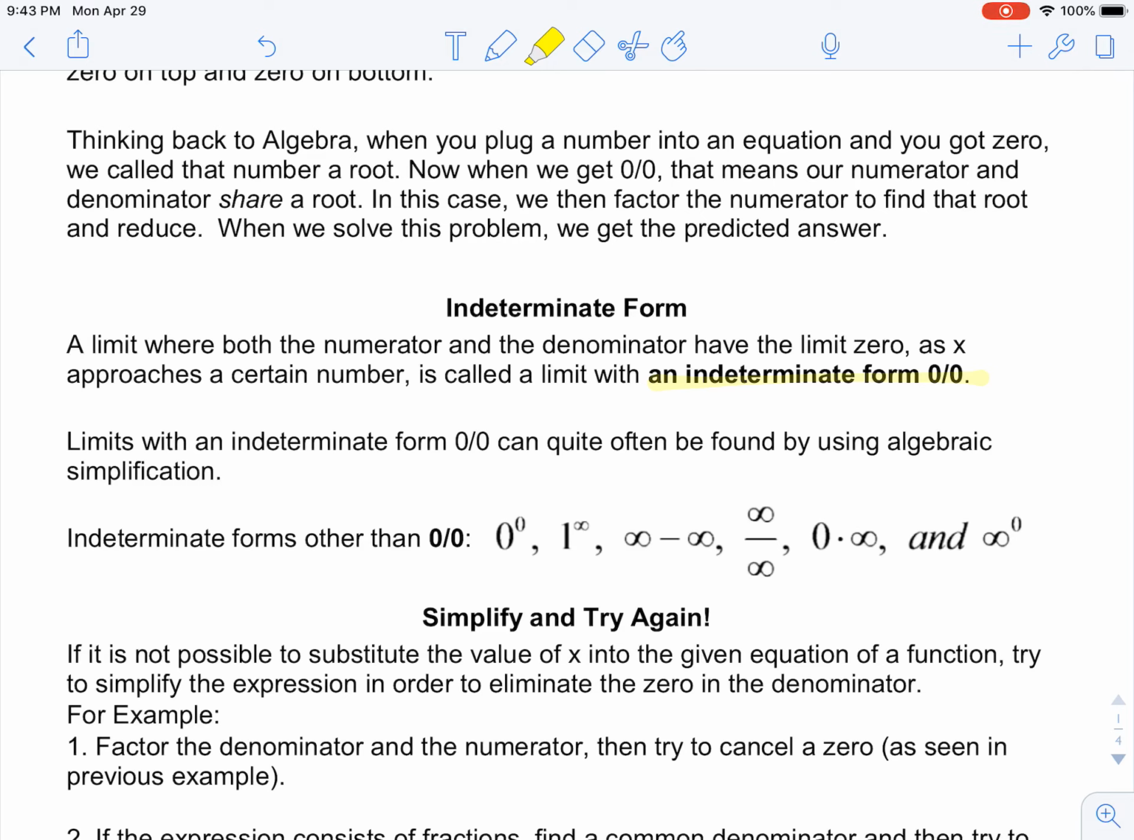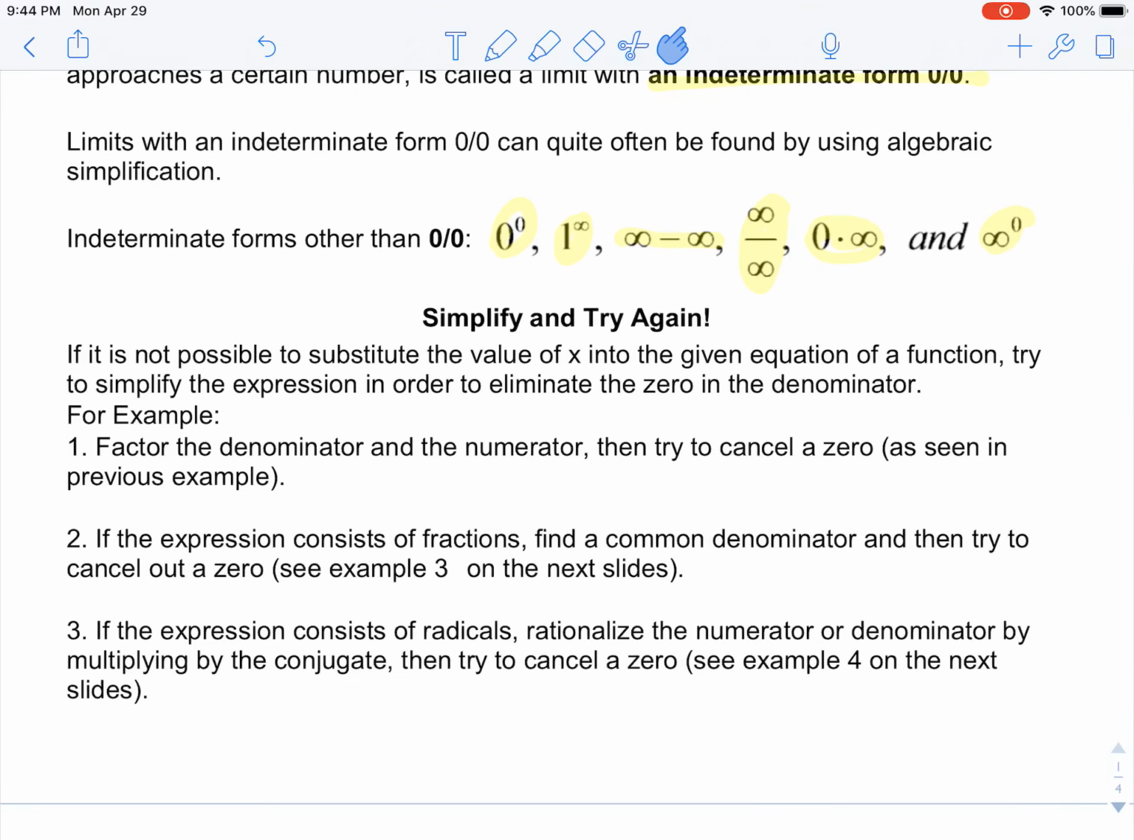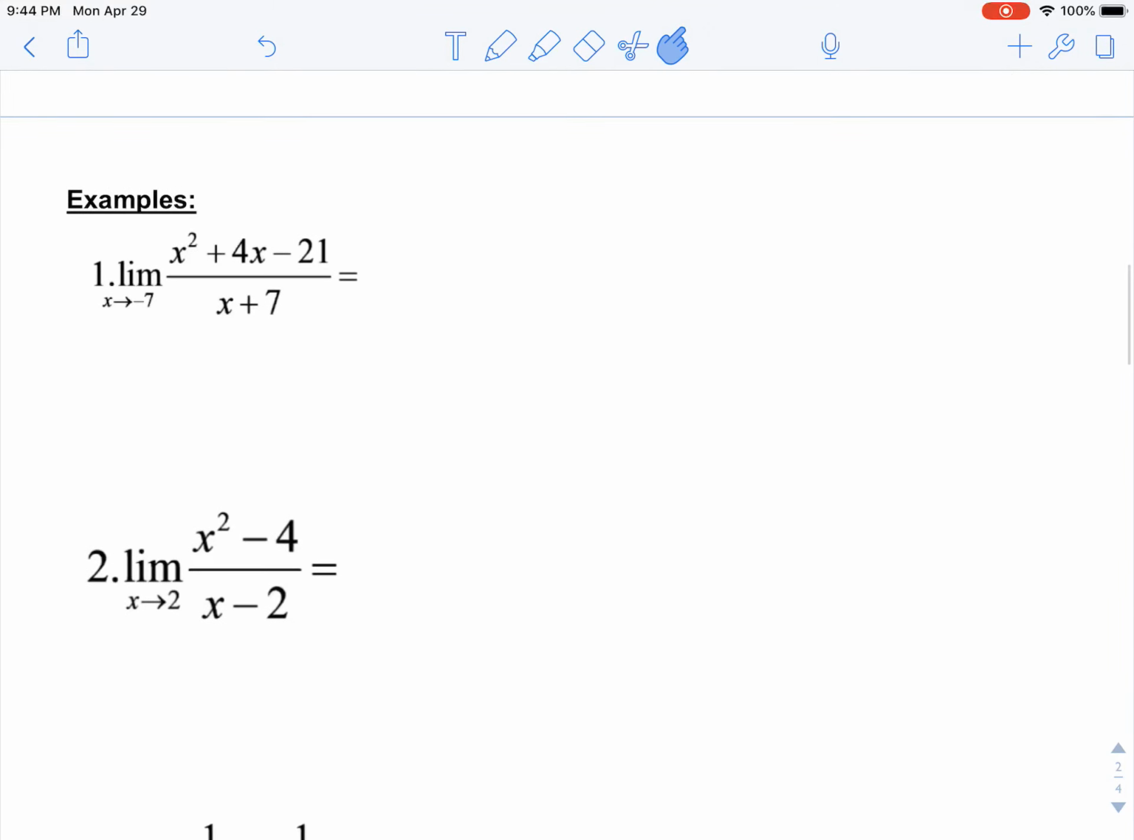You can have 0 to the 0, 1 to the infinity, infinity minus infinity, infinity over infinity, 0 times infinity, or infinity to the 0 power. Those would all also be considered indeterminate forms. So when you get that, you're going to simplify and try again. So let's look at this first example on the next page.